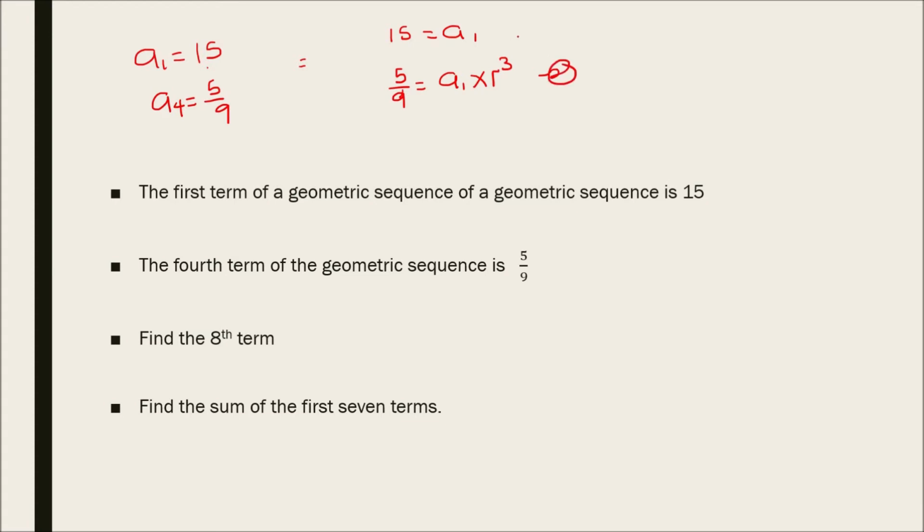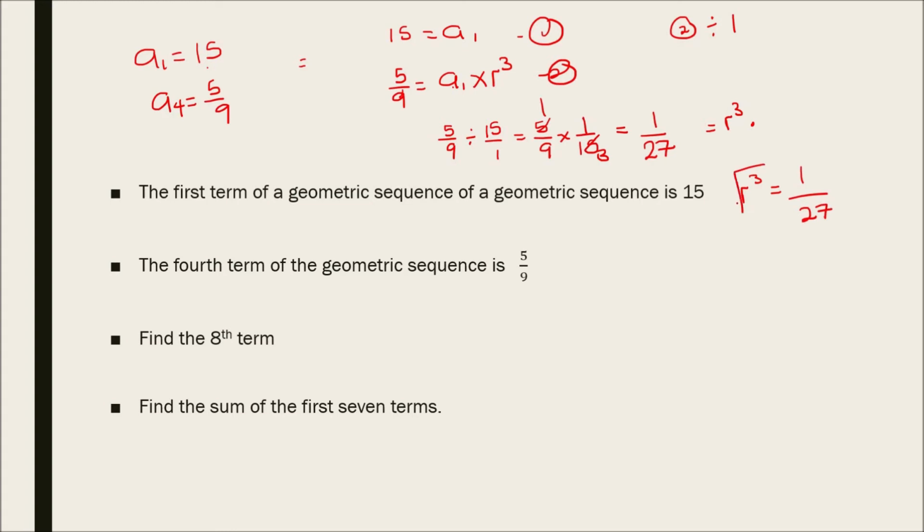We have equation 2 divided by equation 1. 5 over 9 divided by 15. Remember to flip, that will be 5 over 9 times 1 over 15. This goes, so we have 1 over 27. A1 divides A1, that's okay. We're left with R cubed, so 1 over 27 equals R to the power 3.